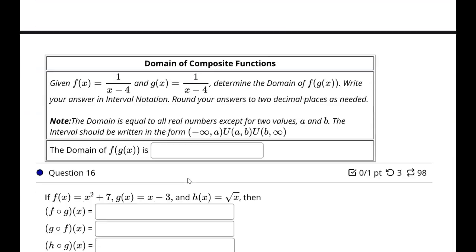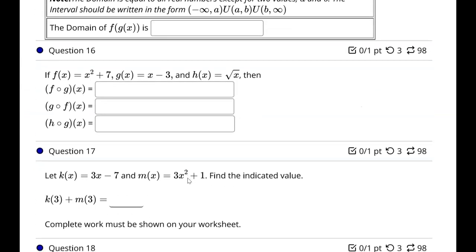The second question I promised to go over was question number 16. This is a composition of functions. We are given 3 different functions over here. I'm just going to go over 1 or 2 examples over here, but I also like to rewrite this as f of g of x. So instead of the composition symbol, I like to use parentheses, because what that means is we are first going to plug in our inside function. So instead of g of x, we're just going to write down what g of x is, which is x minus 3.